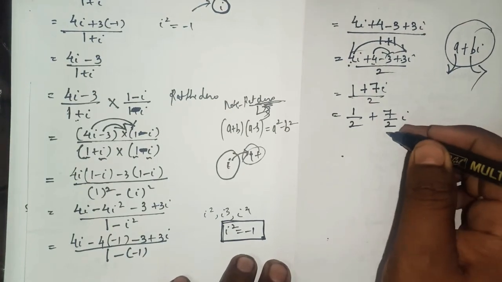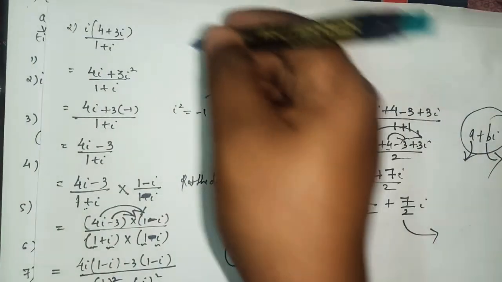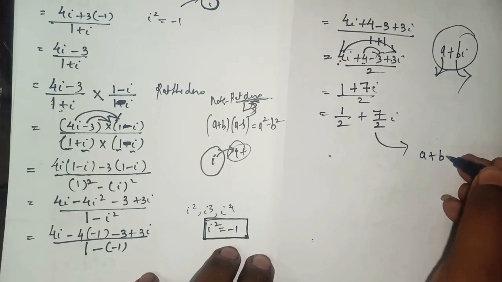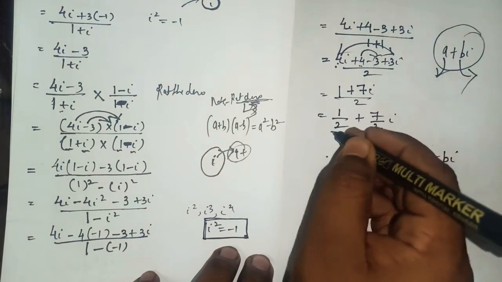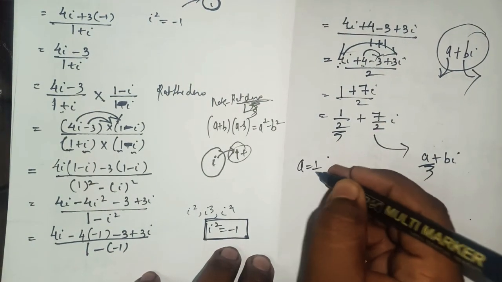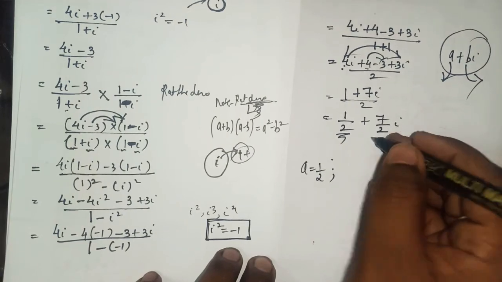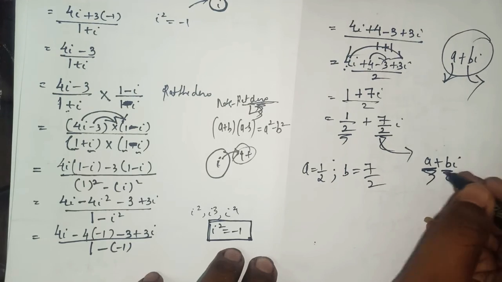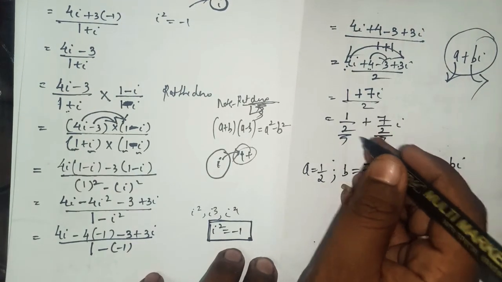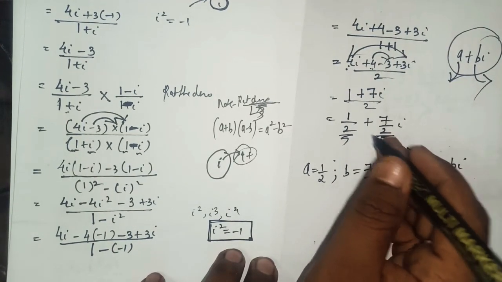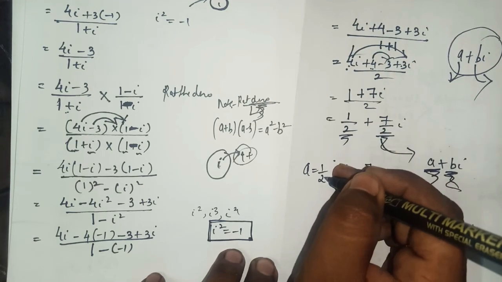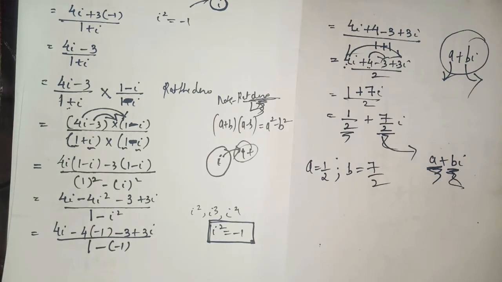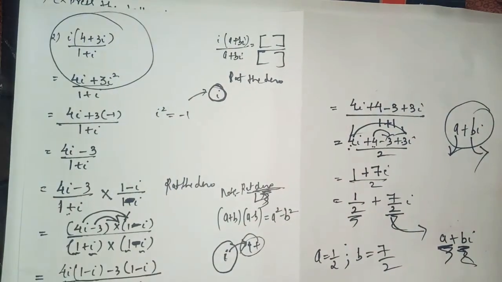As clearly we can see, we have converted this whole expression into a plus bi format. So just see what is there in place of a: 1 upon 2. And check what is there in place of b: it is 7 upon 2. Just see the coefficient. Coefficient means the number with its symbol. So here the positive answer is there, so a is 1 upon 2 and b is 7 by 2. In this way you can find your answer. I hope you understood how to solve.